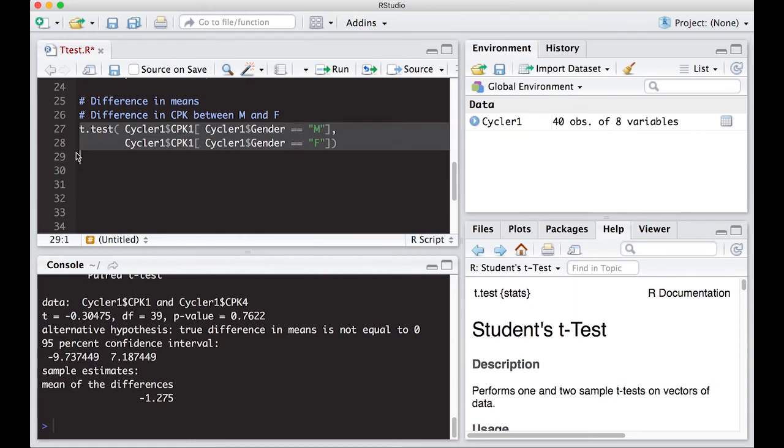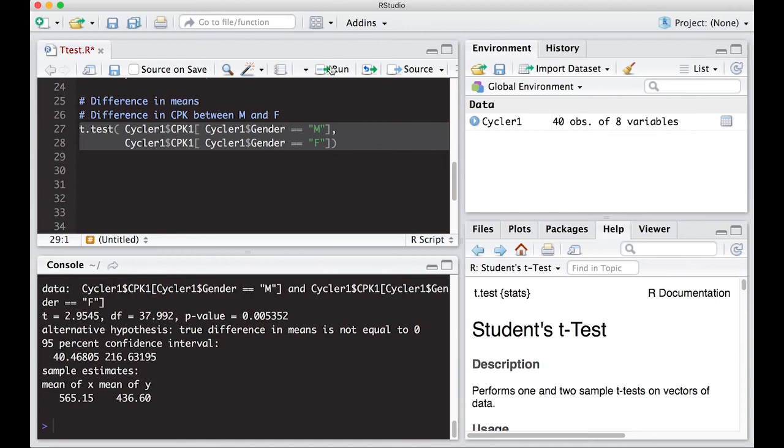This should give us the test, because we want to see if they're equal. The default null hypothesis of 0 is fine. So let's give this a run, and sure enough, it shows us a p-value of 0.005352. If this is less than the significance level you've chosen, then you would declare this significant. If it's bigger than that, you would declare it insignificant. This is sort of a borderline case, so it's kind of interesting. Again, the null is that the difference in means is equal to 0, versus not equal to 0. It gives us a 95% confidence interval, so the groups could differ by 40 to 216.